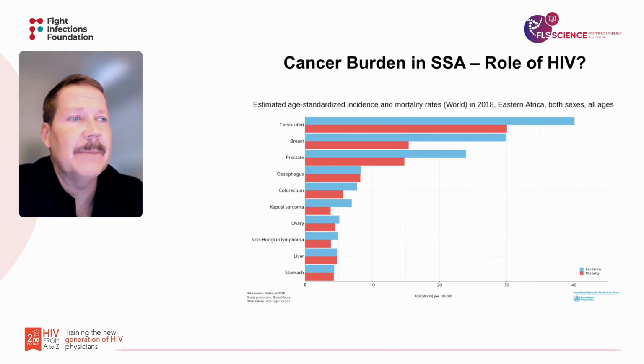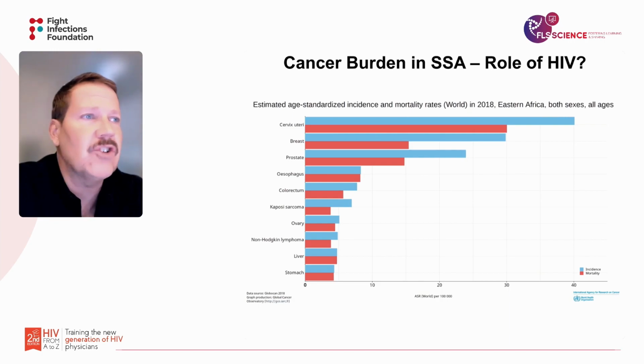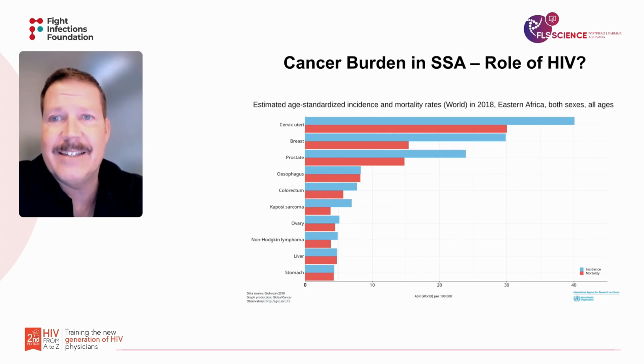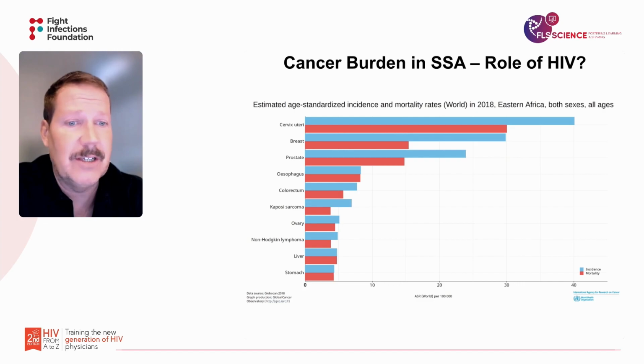Looking at sub-Saharan Africa, the registries in Africa unfortunately don't routinely collect HIV status as part of their reporting structure, but to get an idea of how HIV might be driving the cancer burden, I'm showing you now estimated incidence of cancers in East Africa that's been developed through Globocan, which is supported by the International Agency for Research on Cancer and WHO.